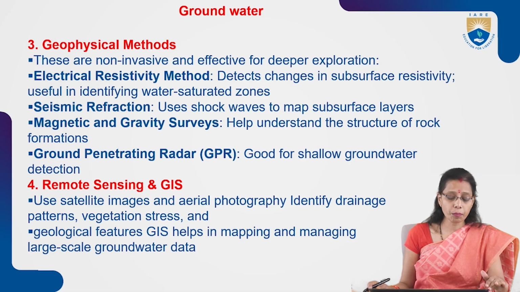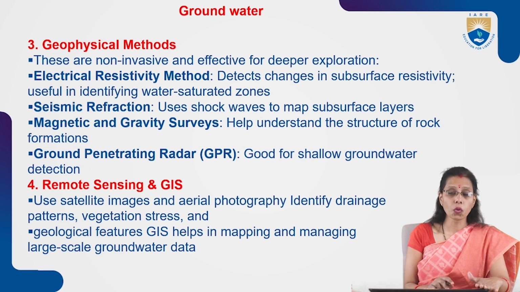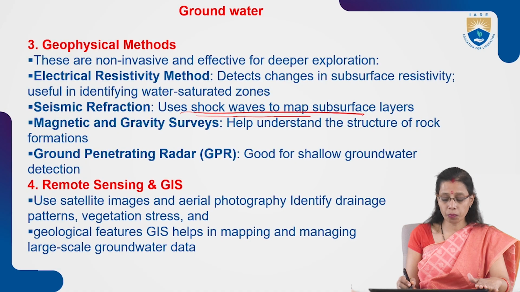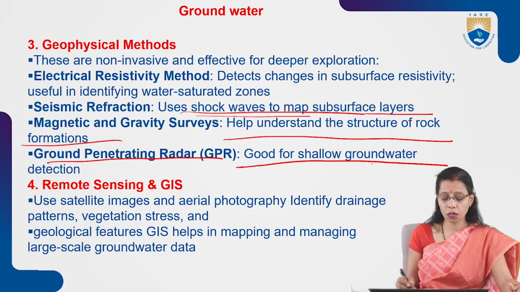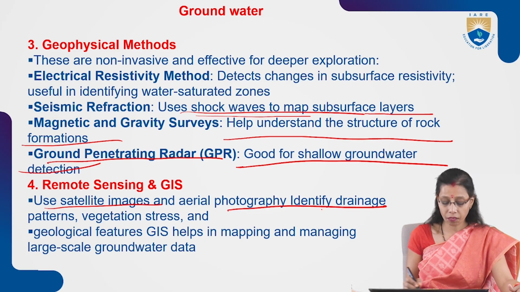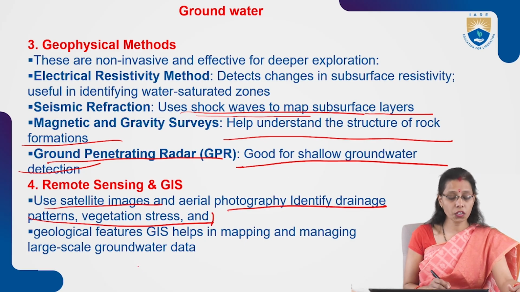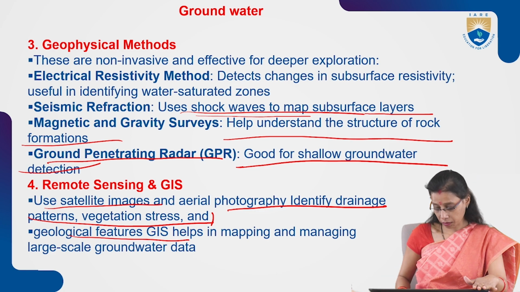Electrical resistivity methods detect changes in the subsurface. Resistivity is useful in identifying the water saturated zones, and seismic refraction uses shock waves to map subsurface layers. Magnetic and gravity surveys help understand the structure of the rock formations. Ground penetrating radar is good for shallow groundwater detection. Now we also have remote sensing and GIS. Use satellite images and aerial photography to identify drainage patterns, vegetation stress, and geological features. GIS helps in mapping and managing large scale groundwater data.